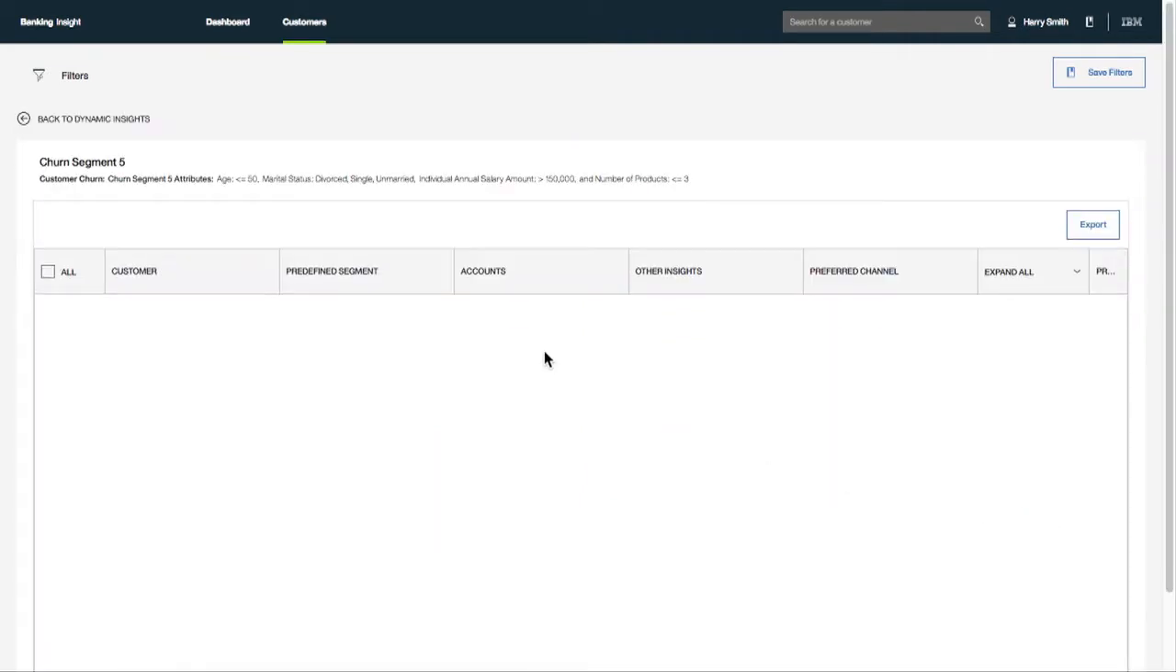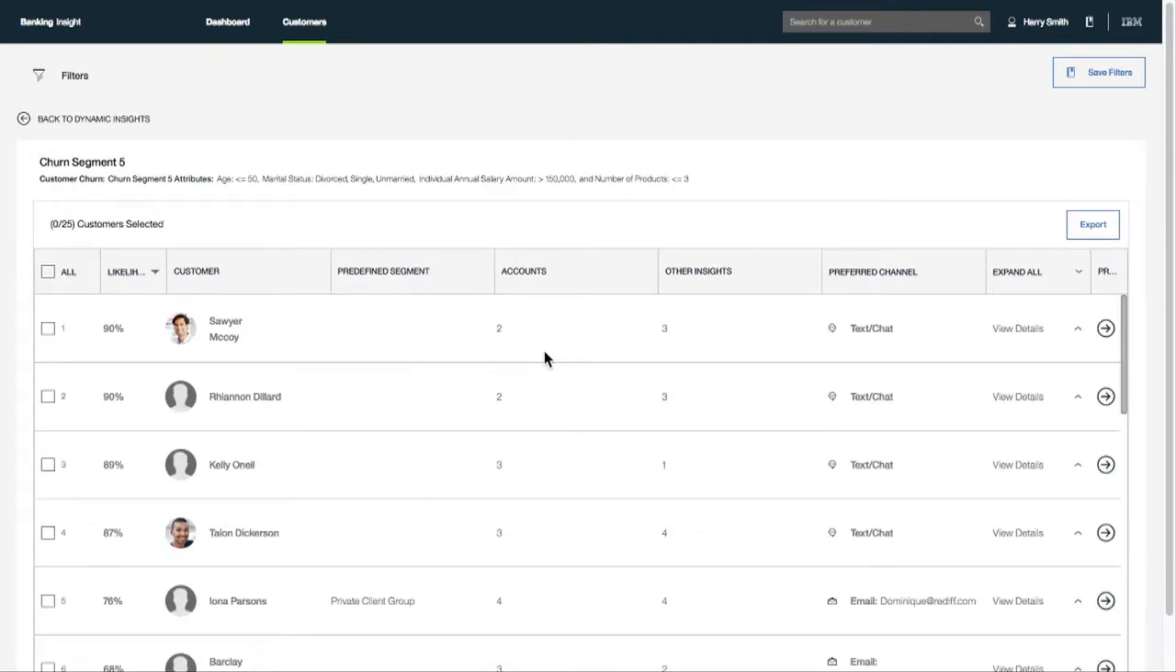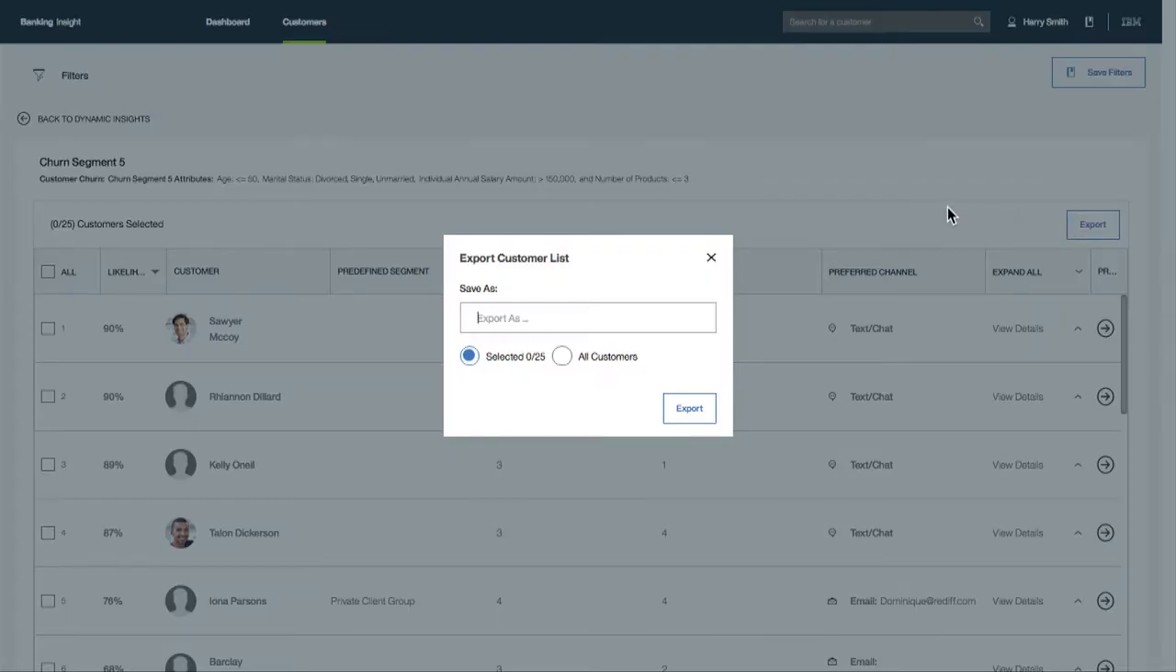Now, I should mention as we pull up the customer list that many banks in our travels stopped us and said, just give me a piece of paper with the names of the customers that are leaving. I mean, that was very important to them. Small banks especially didn't want anything fancy. Just give me a list. I'll export that list of customers and I'll go act on it.